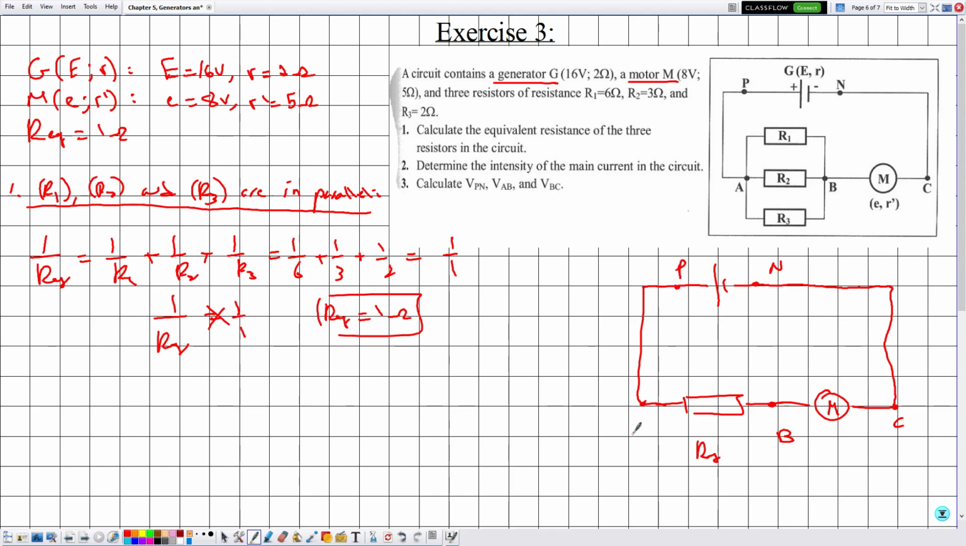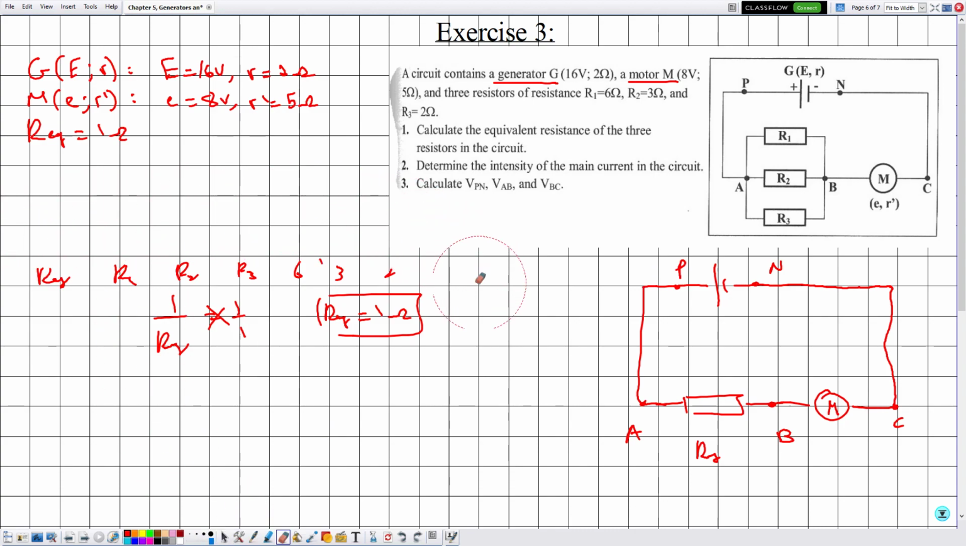So now what do we expect? We expect that we should apply the law of addition of voltages, then apply Ohm's law to determine the value of the current, then determine the voltage across all electric components. Let me make some space here. And indeed here they are telling us to determine the intensity of the main current in the circuit. This is done by applying the law of addition of voltages.